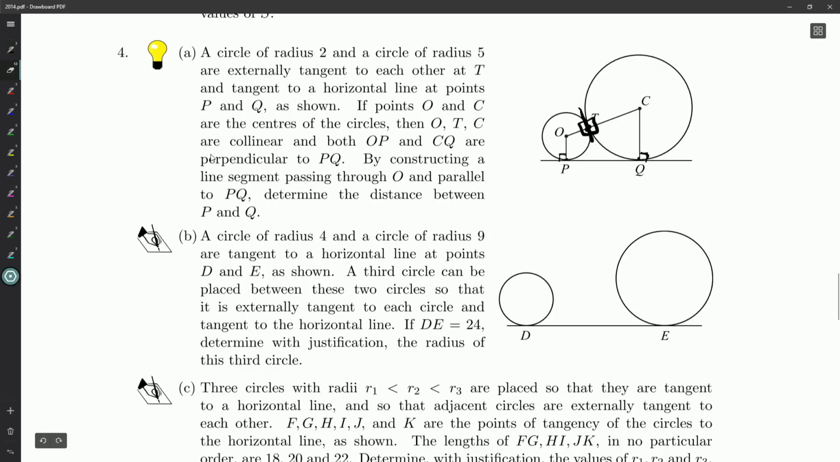Alright, wow, this is an interesting one. They're actually telling me how I should do this, although it's a light bulb question, so they really just care about the answer. If it were a written question, we would have to make sure that we construct the line through O parallel to PQ, but they're just trying to get you to do right angles and a little bit of Pythagorean theorem work, I think. We know the radii of the circles. In fact, we can now just draw this picture on our own.